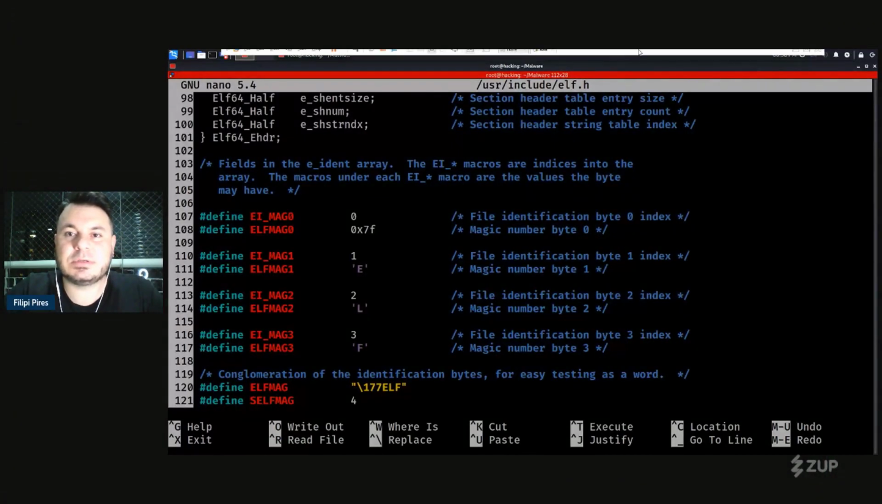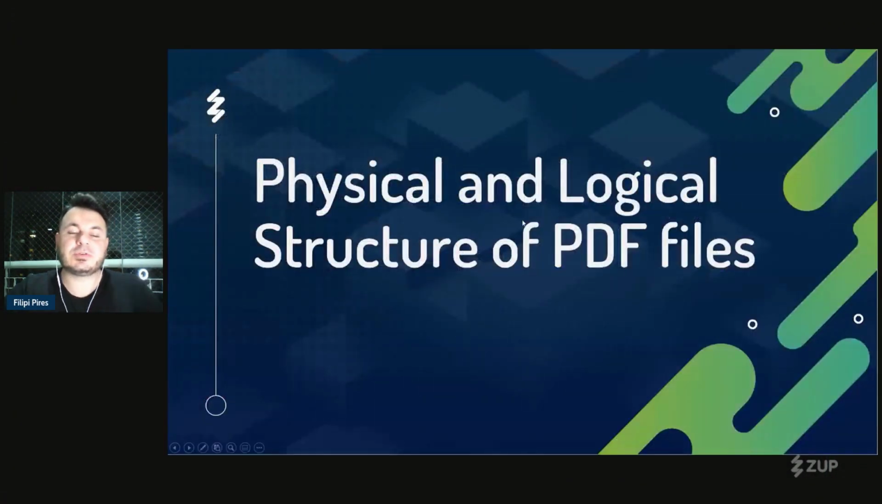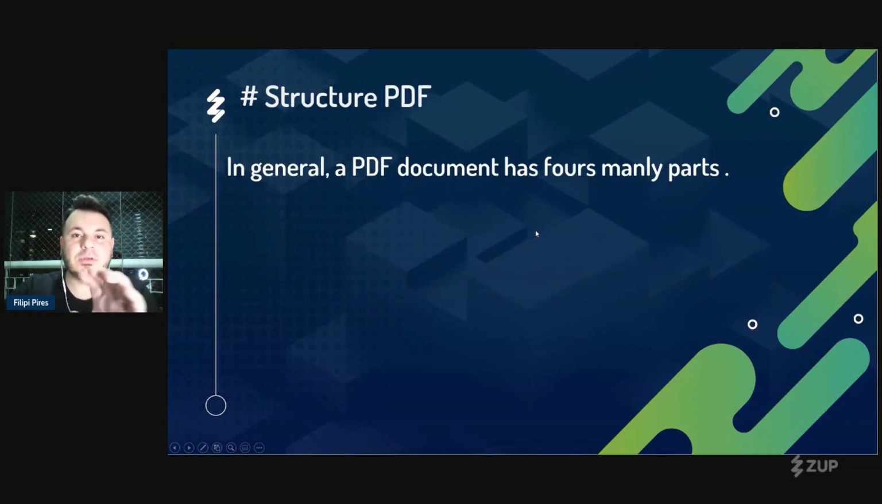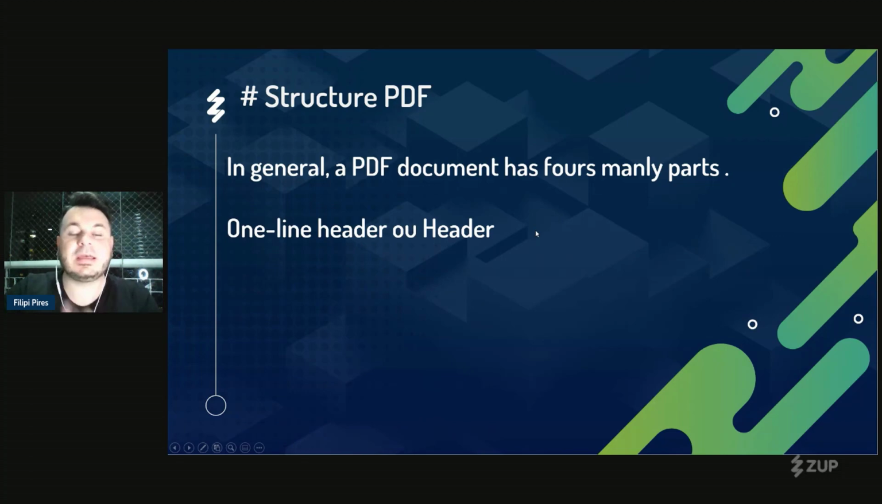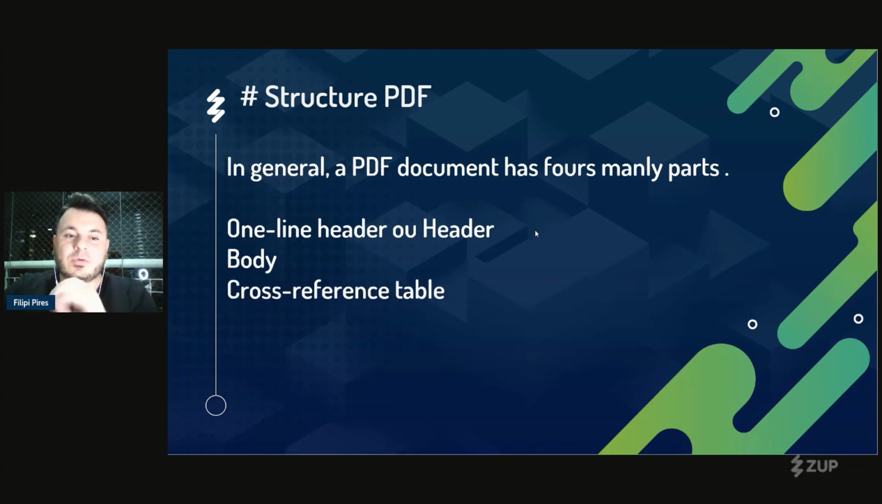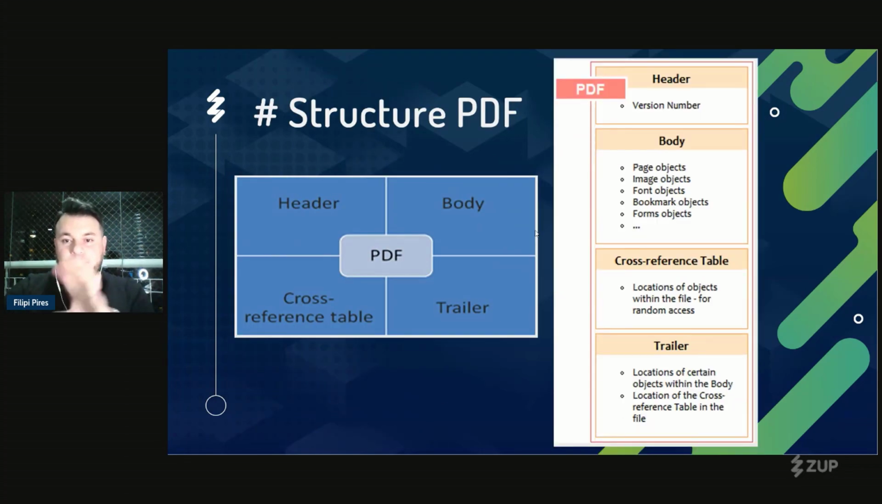So let me return here to my presentation, to the structures. Let's talk about the physical and logical structure of the PDF. Usually we have 4 parts: the header, which is very common in any binary, a body, a cross-reference table, and a trailer. This is the main structure of the PDF.